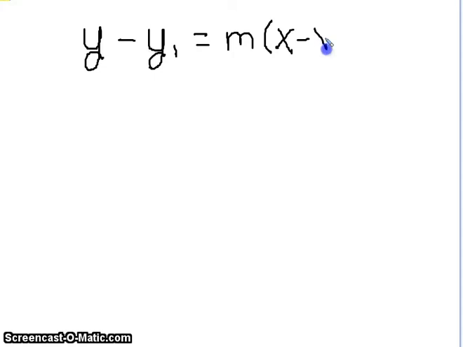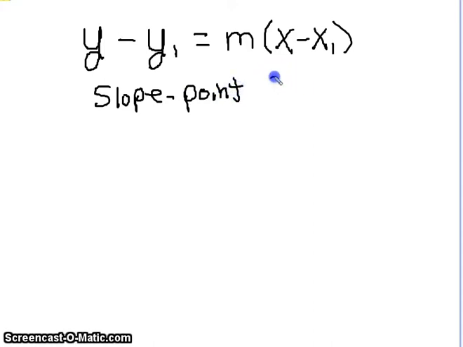I'm going to write that formula again one more time for some of us who have not seen it or haven't used it a lot. It's y minus y1 equals the slope times x minus x1. This is called the slope point formula.